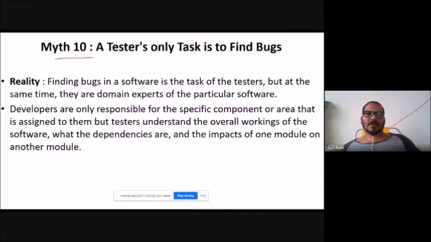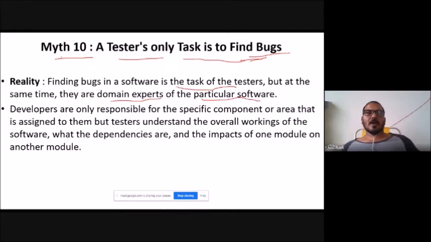Then the next myth is that a tester's only task is to find the bugs. Finding bugs in a software is a task of testers, but at the same time, they are the domain experts of the particular software.